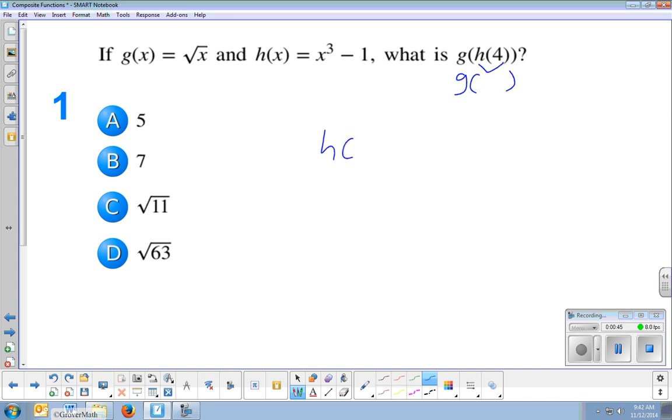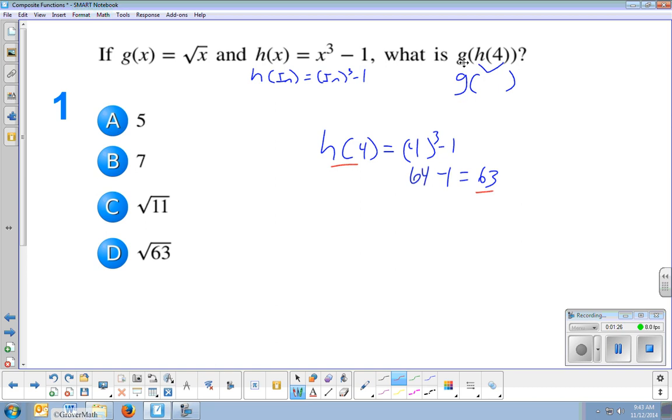And so h of 4 is evaluating 4 plugged into h. The input rule for h is whatever I do to my input, I am going to cube it and minus 1. Remember, h of x you could think of as h of input, and then your x stands for your input cubed minus 1. So that's going to be 4 cubed minus 1. And 4 cubed is 64. Minus 1 equals 63. So that means that h of 4 equals 63.